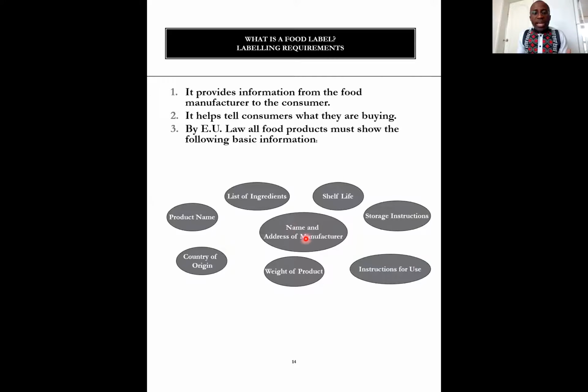So the name and address of the manufacturer, the people who made the food, you'll see that as well. Storage instructions. This is very important. We talk about food safety, all right? So if you don't store the food well, the food will turn bad. And when you eat it, guess what happens? You become sick. So be careful about it.